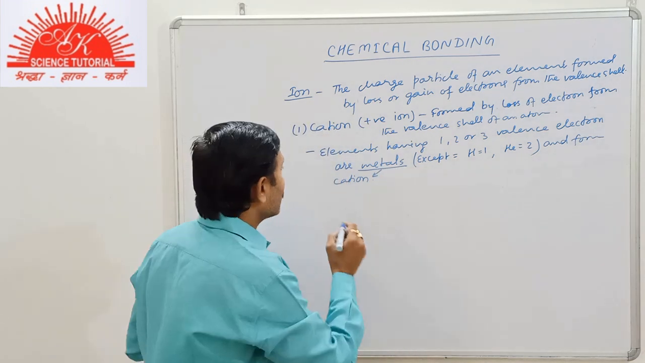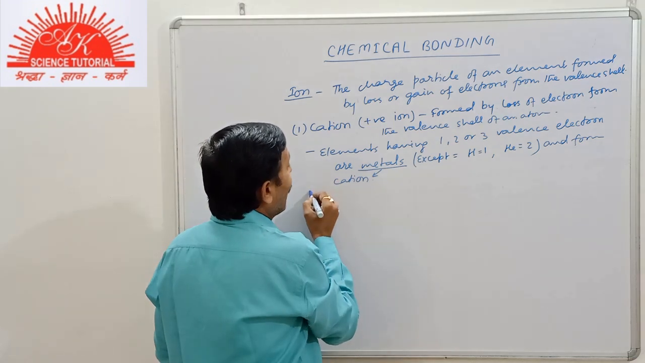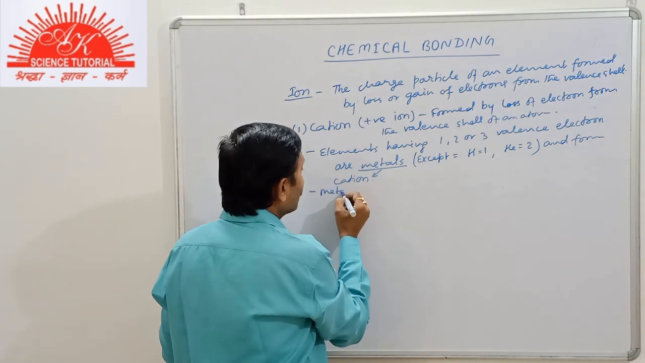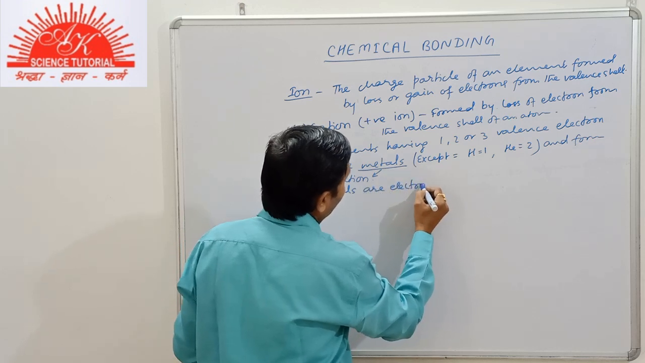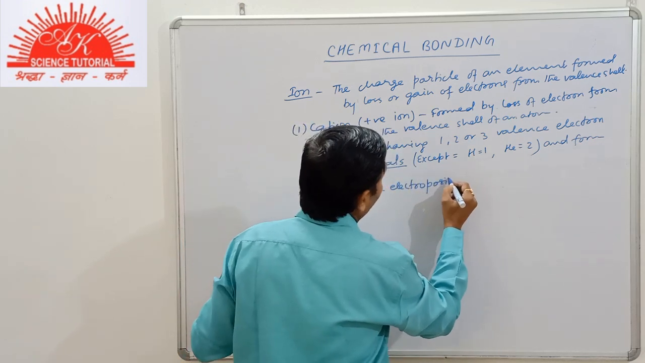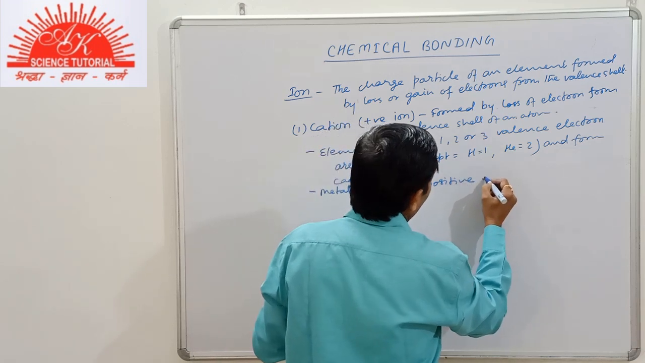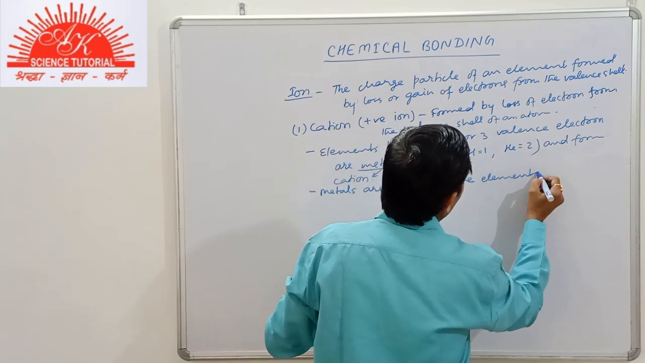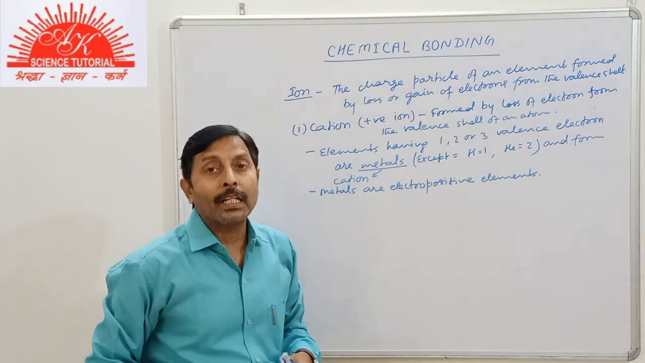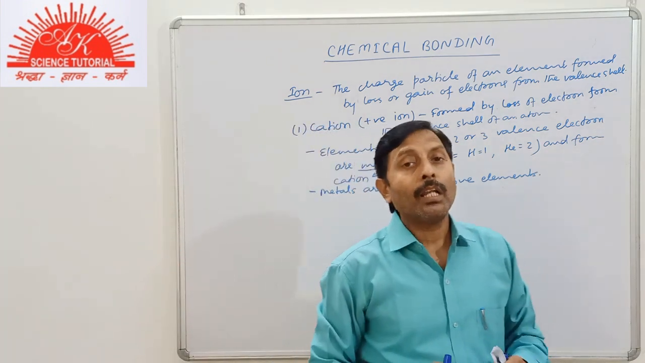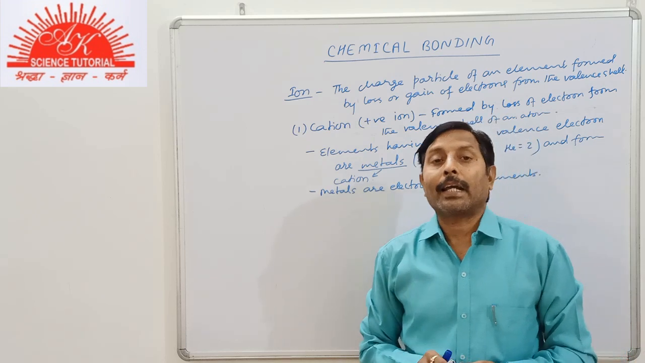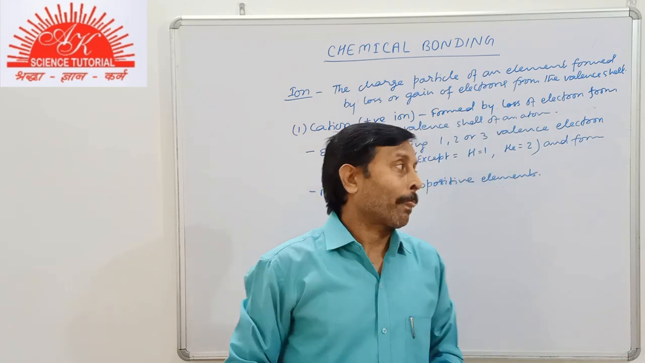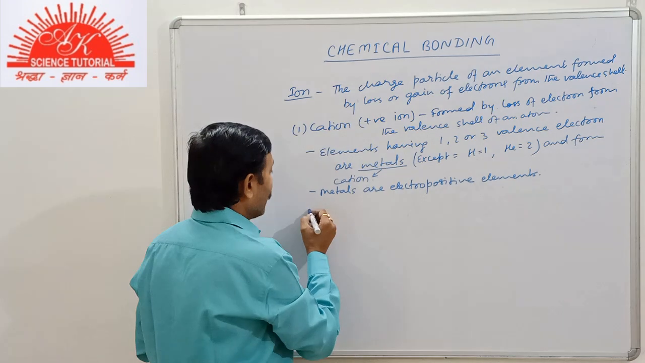Now next, it means that metals are electropositive elements. Means they will lose valence electrons in order to become stable, and they will form a positive ion, that is called a cation.